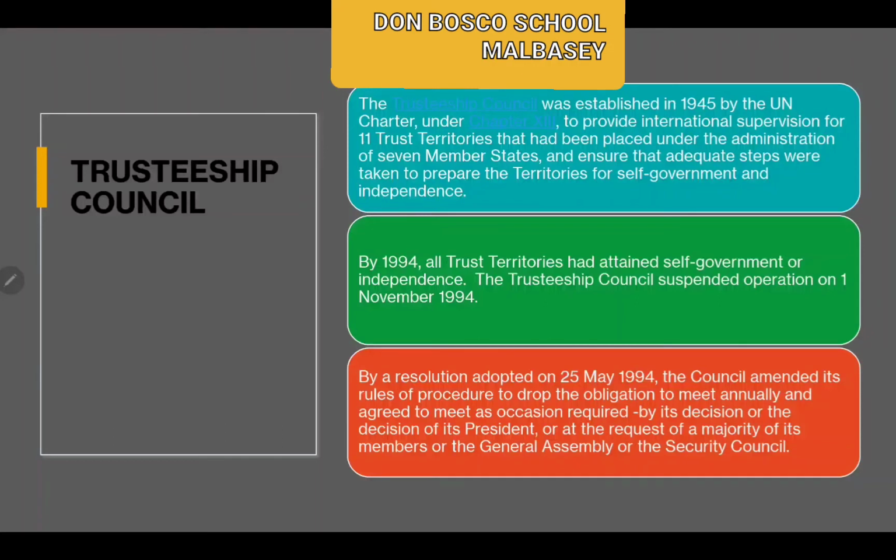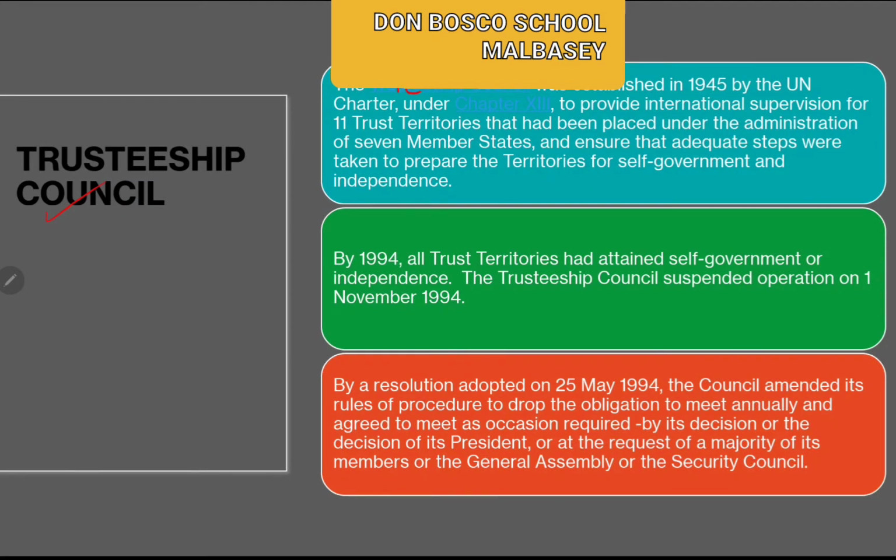Now moving forward, the Trusteeship Council. The Trusteeship Council was established in 1945 by the UN Charter under Chapters 11 to 13, to provide international supervision for 11 trust territories that had been placed under the administration of 7 member states, and ensure that adequate steps would be taken to prepare the territories for self-government and independence.